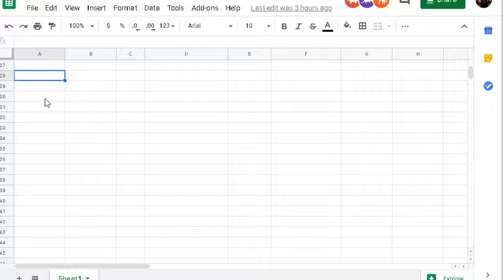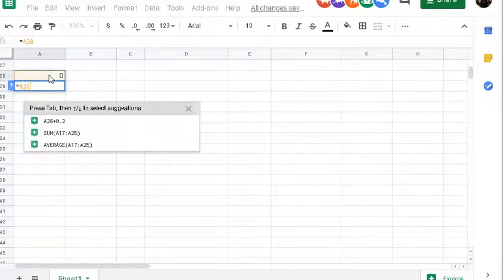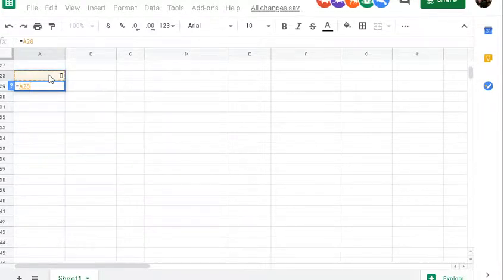So let's see. My first point is a 0, right? And the next points just keep on incrementing by 1/4, right? Well, I don't feel like typing all that in. Here's what I'm going to do. You can type in equals, and then click the cell above it. And what do we want to do? We want to add 0.25, right?